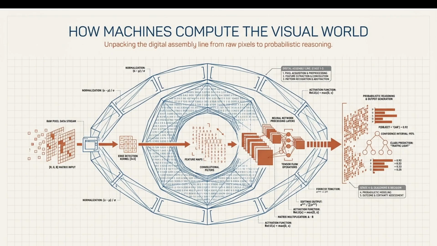Now I'll start with the next most wanted topic, which is how computer vision works, how machines see images. Okay, so in artificial intelligence, there is a particular concept which takes care of the visual aspect of the problems, which is computer vision.